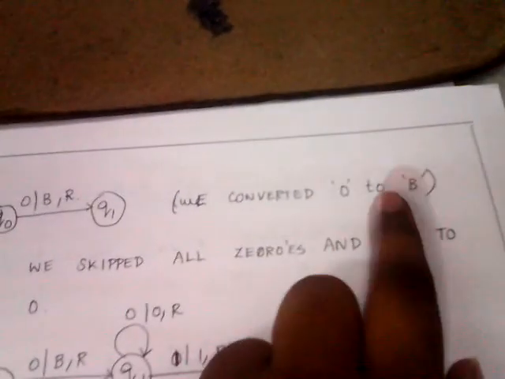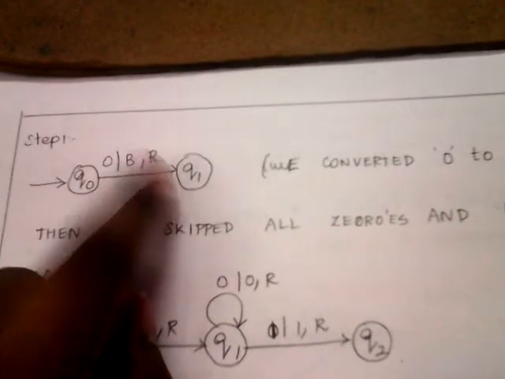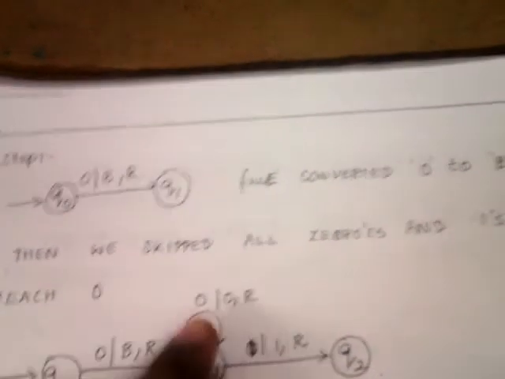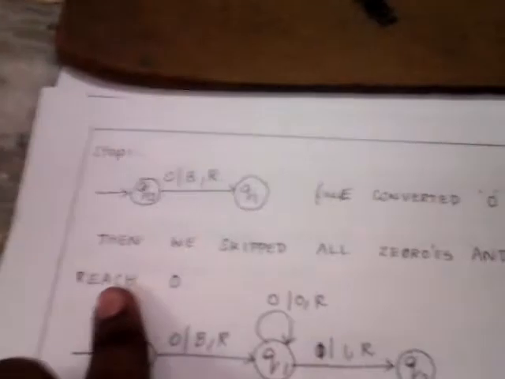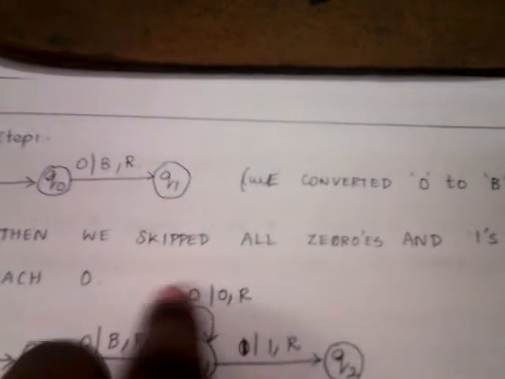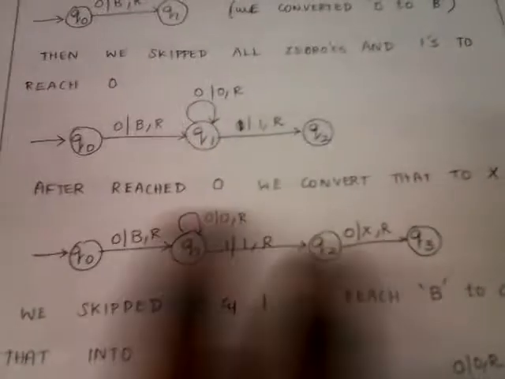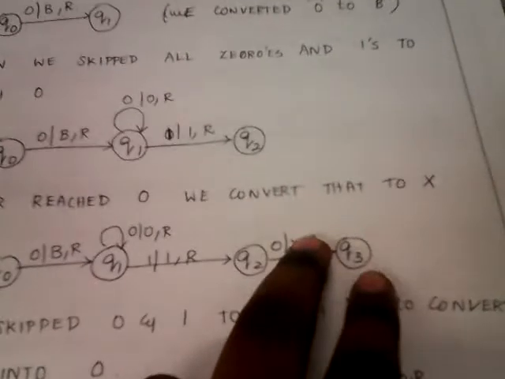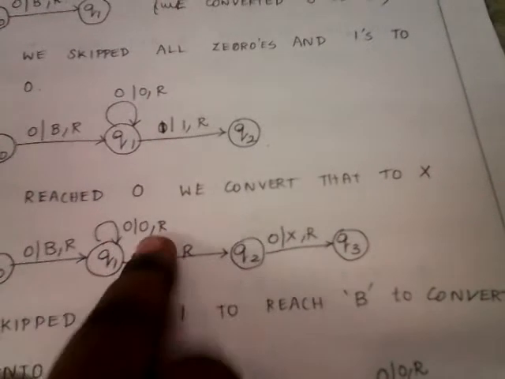Let us now see how to do the Turing machine construction. As I said before, we first convert 0 to b. So we convert the first 0 to b and move to the right-hand side. Then we skip all the zeros and 1s to reach a 0. We convert this 0 to b, skip the zeros and 1s, and after reaching the 0, we convert that to x. That is what we did.